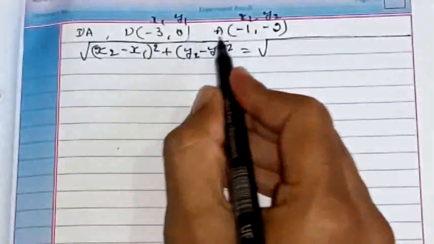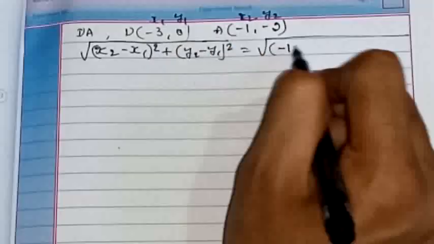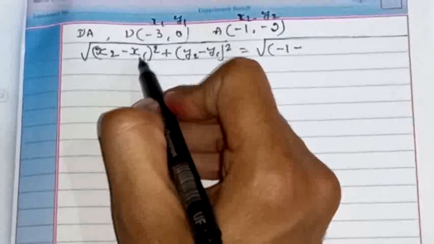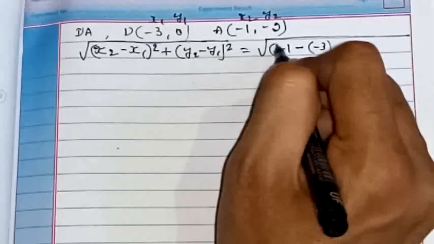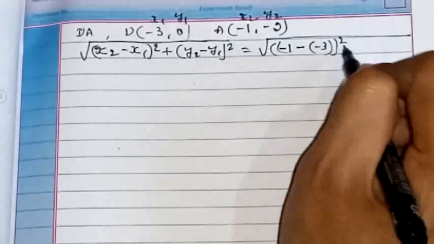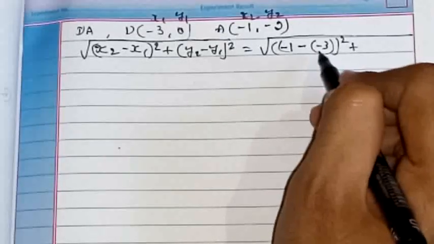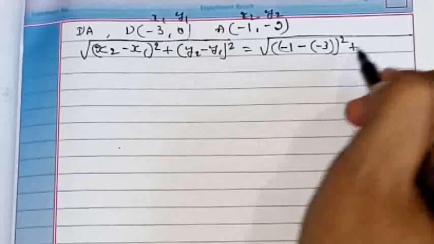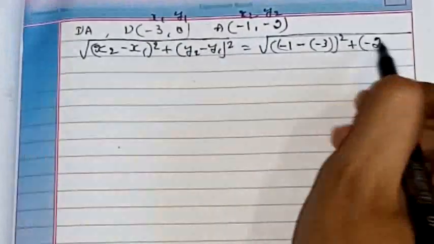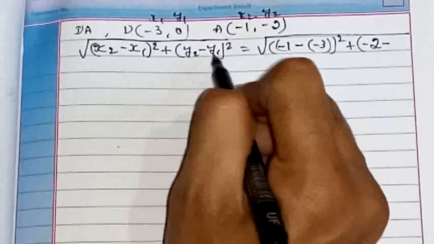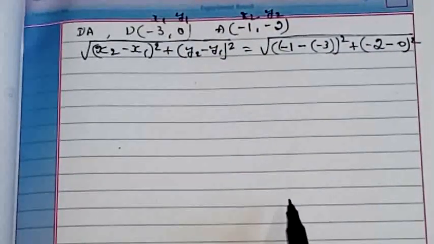Square root of, now what is x2? X2 is minus 1. Here minus is there, minus, what is x1? X1 is minus 3, so therefore minus of minus 3 whole square. Right, plus, so whenever you are having two signs, you need to put that in a bracket. So therefore, what is y2? Y2 is minus 2. Here minus is there, minus, what is y1? Y1 is 0 whole square. Right, now simplify this.